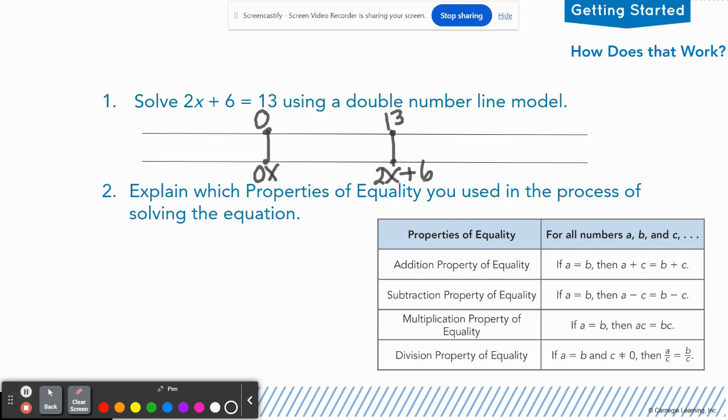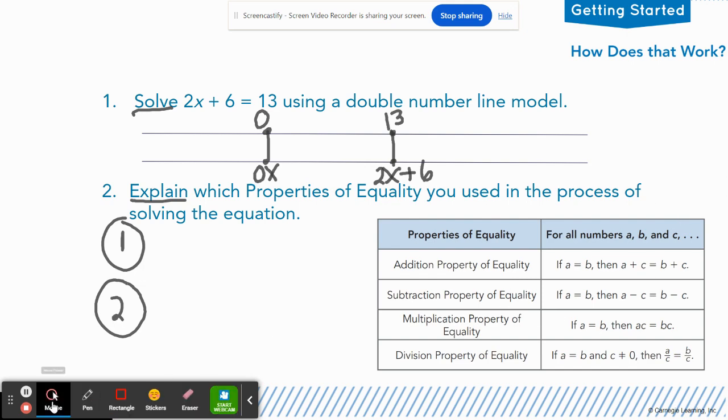Alrighty, so now that you've got that set up, you are going to take about 3 to 4 minutes to solve and also explain which properties you use. You can even list them. This is the first property I used. This is the second property I used. Okay, go ahead and pause here. Alrighty, now that you've had about 3 to 4 minutes to work, I'm going to go ahead and show you my work.